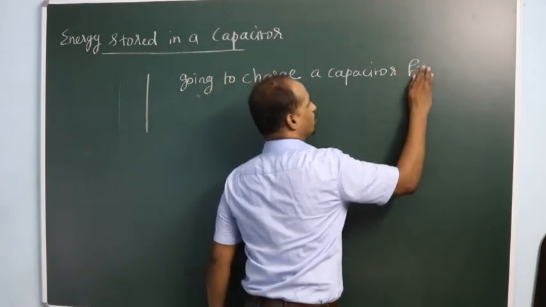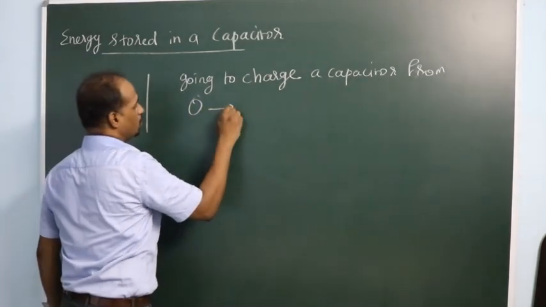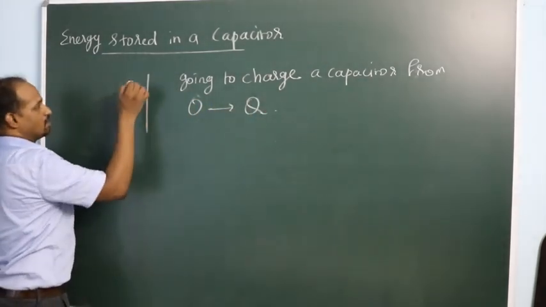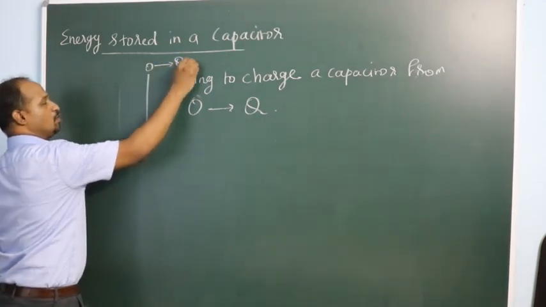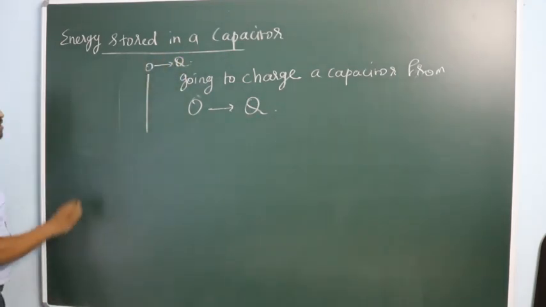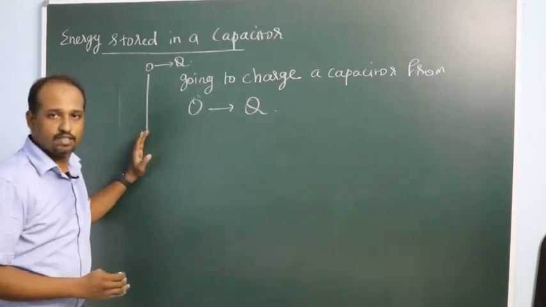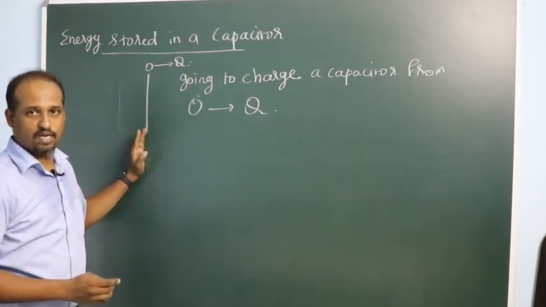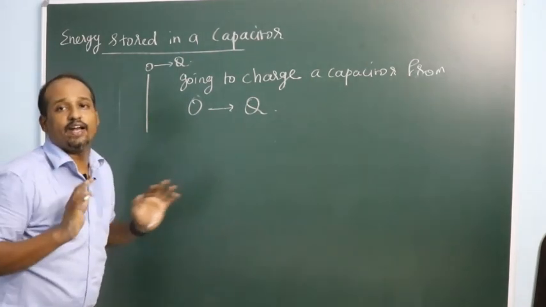from 0 to Q. This has got initial zero charge. You need to take this charge to Q. In that process, when the conductor was at zero potential, that means zero charge, adding charge does not do any work, does not require any energy.